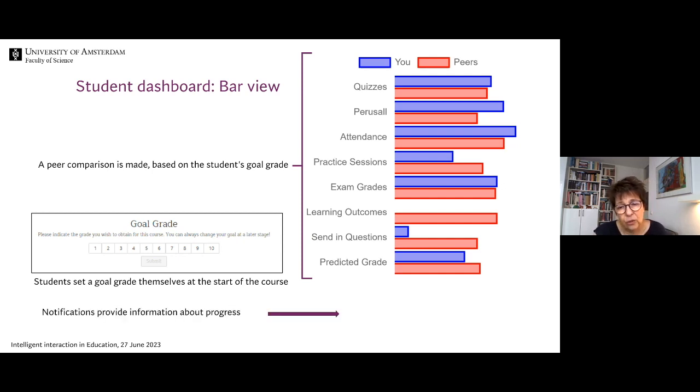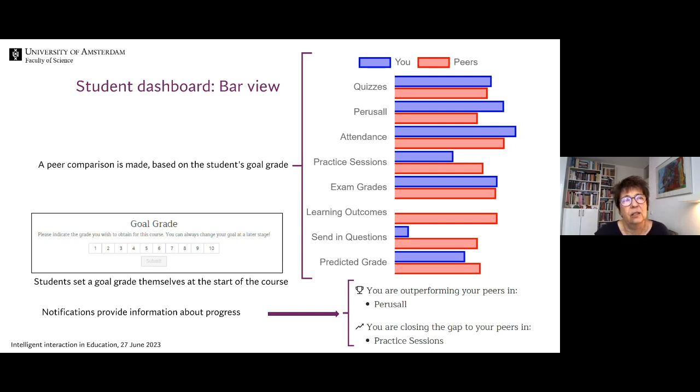Next to it, notifications are provided to the student, so you can set this up. Also the student, but also a lecturer, can do that. And all notifications are developed in a positive way. So when you are doing better, or when you need to catch up with others, you always get a positive message.